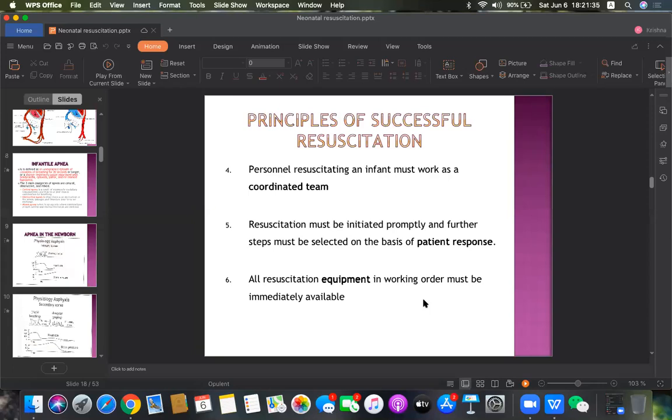Another principle, all resuscitation equipment should be in working order and must be immediately available if we need it. Now, I want to do intubation in the baby, but the sister says, doctor, I don't have the tube right now. So from where do we get the tube now? We need to go somewhere else to find the tube, and by that time, the baby may be dead already. So this is a very, very serious point. Everything should be there right in front of the resuscitation team.